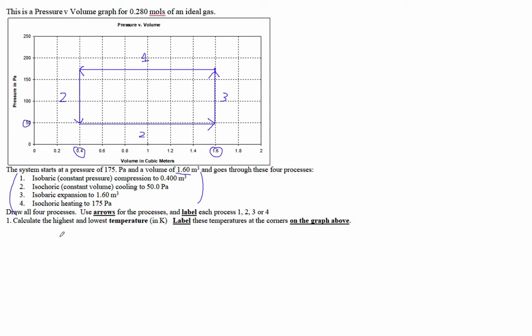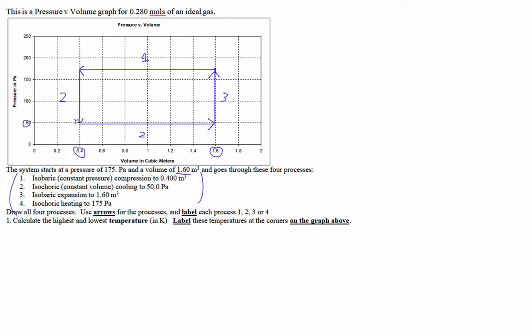And then it says find the highest and lowest temperature. I'll give you this clue. This will be our lowest temperature. That'll be our highest. The farthest you are from 0, 0, that would be absolute zero, the closer you are, the colder you are, and the farther you are, the hotter you are. So that's the point that's the farthest from that.